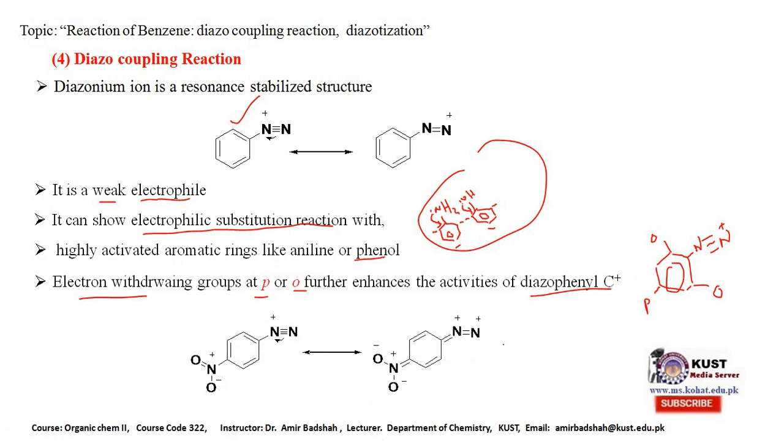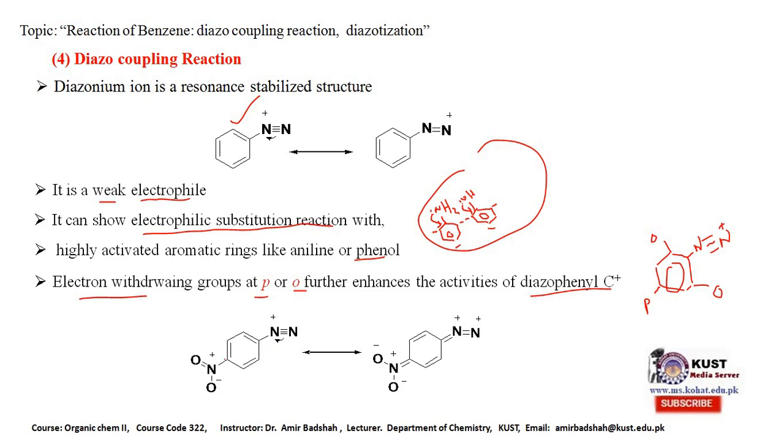It is shown here how it is enhanced. When a nitro group, which is an electron withdrawing group, is present at the para position, then it increases the reactivity of this diazophenyl carbocation.